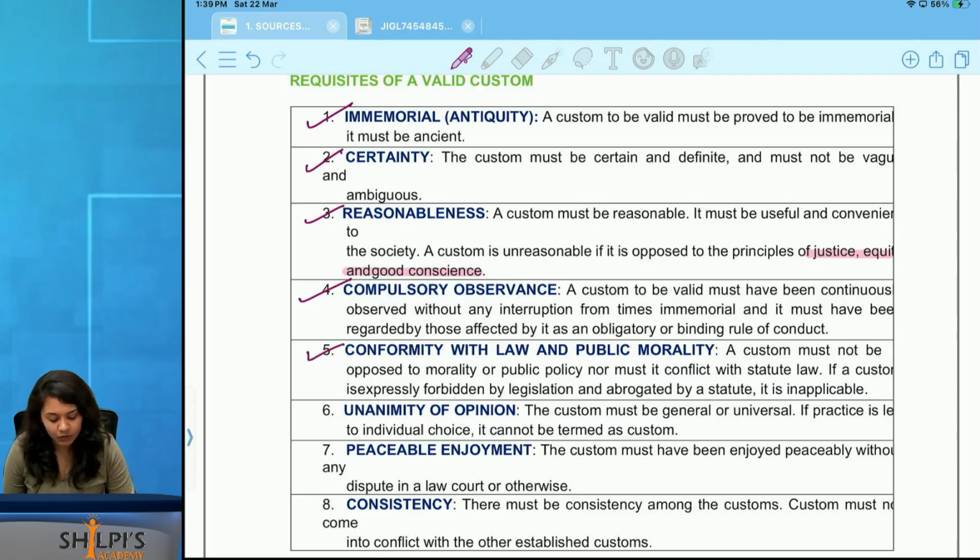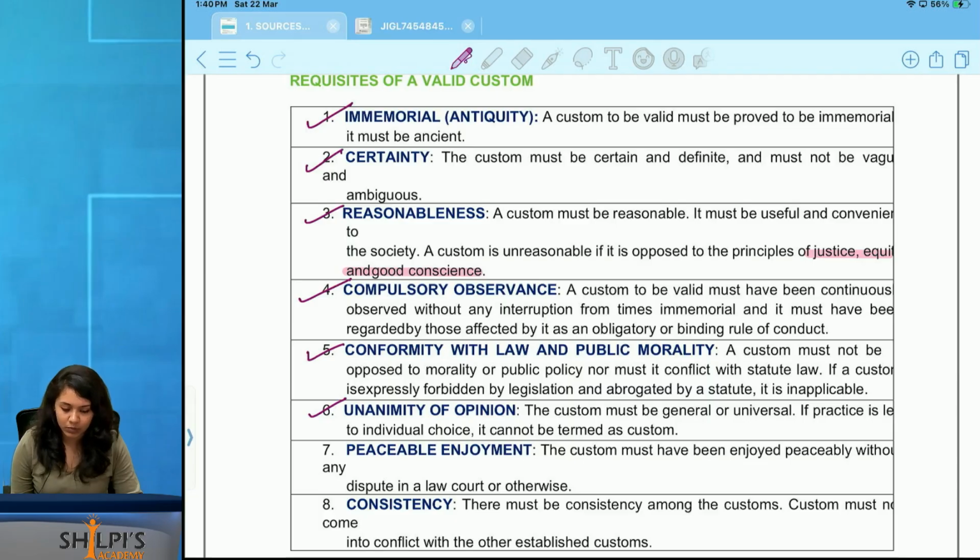It must conform with the existing law and public morality, in the sense that if there is a custom which allows the practice of stealing, then that custom cannot be protected by law, because the action of stealing is forbidden by legislation or in accordance with our morality and public policy. Every person to whom that custom applies must be of general agreement that this is the custom and this is how it should be followed.